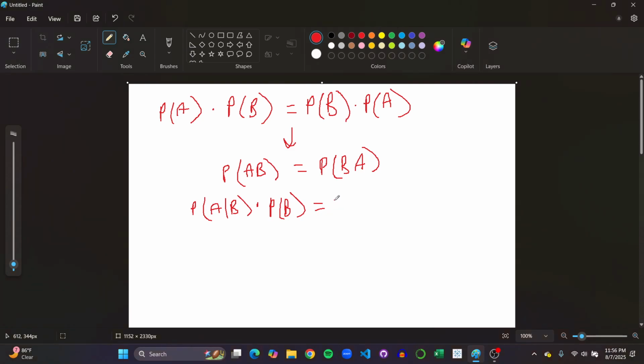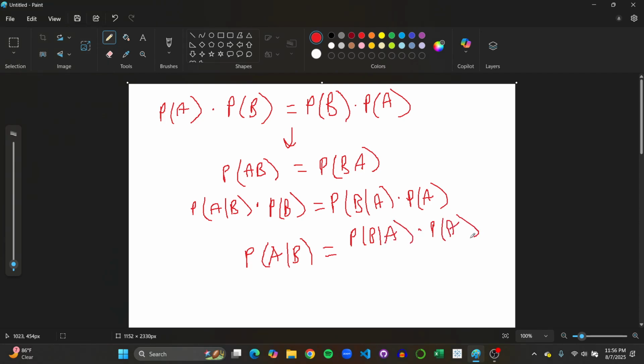And what's another way to write P of B and A? It's P of B given A times P of A. I think you can see where this is going. So let's divide both sides by P of B, and then we get P of A given B equals P of B given A times P of A over P of B. Yeah, so that is a very short run through of proving Bayes' theorem.